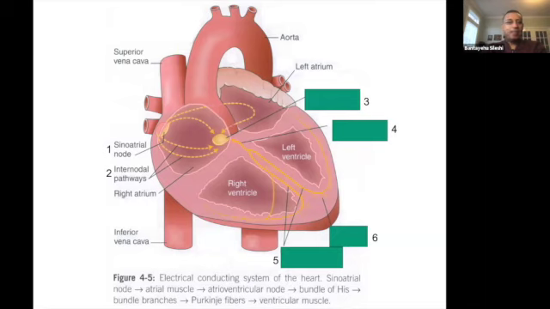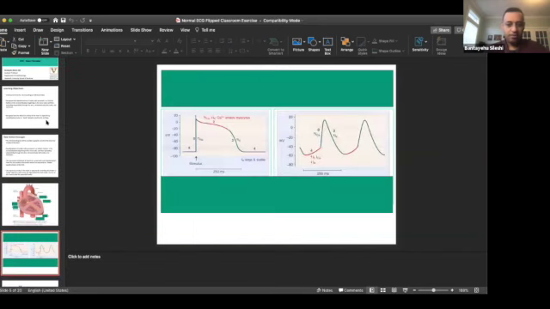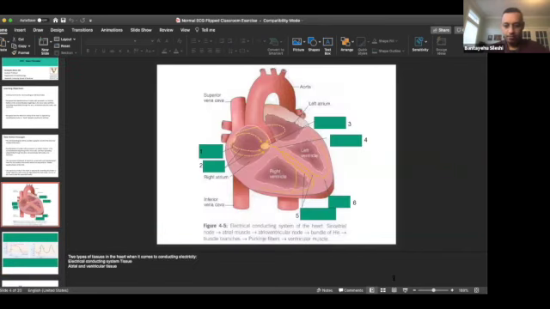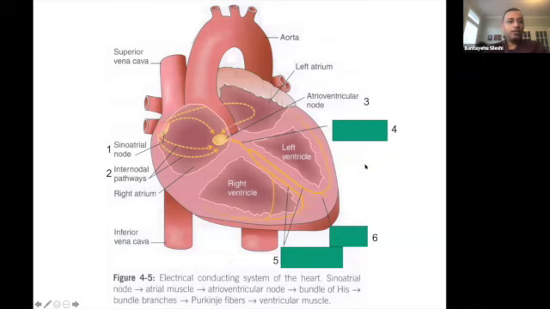Okay, I think Dr. Aman is trying to speak, but we can't hear him. Somebody else. AV node. AV node, thank you. All right, Dr. Aman, you might have to type in your responses. Okay, and who can tell me what number 4 is?